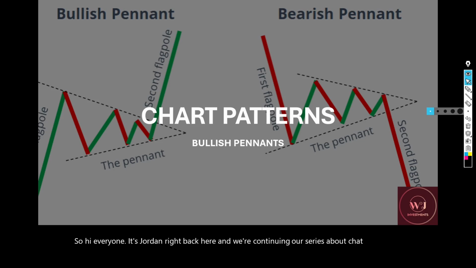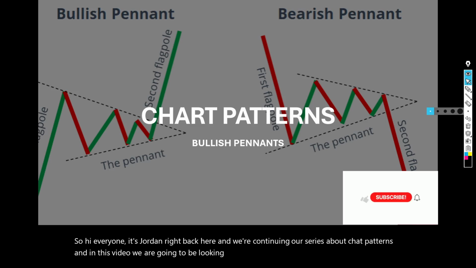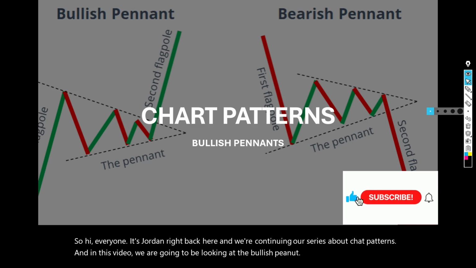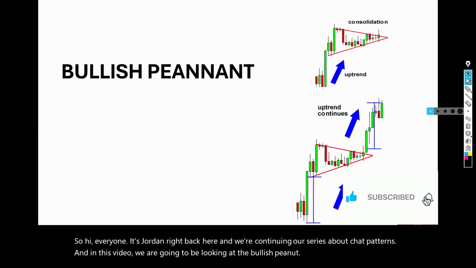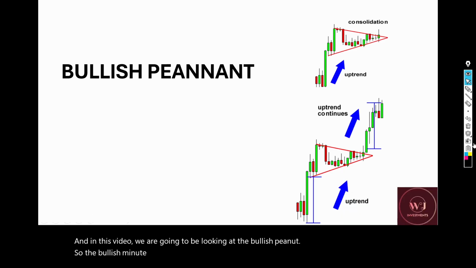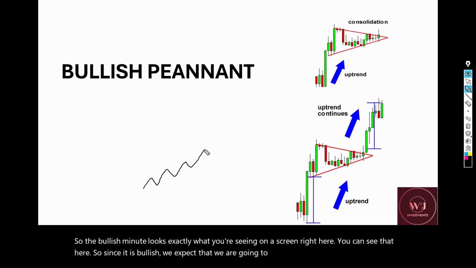And in this video, we are going to be looking at the bullish pennant. So the bullish pennant looks exactly like what you're seeing on the screen right here. You can see that here. Since it is bullish, we expect to be on a clear uptrend, okay?